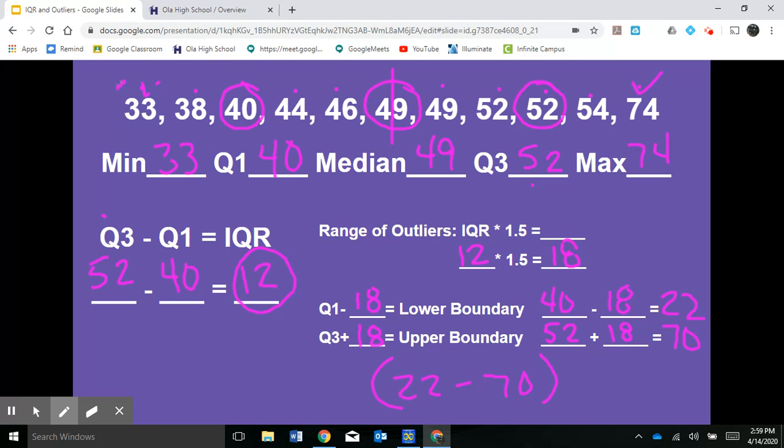I'm good on this side because 33 is within the fence, because 22 is down here somewhere. But if you look up here, 74 is outside my fence of 70, so therefore 74 would be considered an outlier. And we throw that data out because for some reason that data is too big for what we're talking about. We'll get into more about what those mean later on. I hope this helps. I hope you can follow these directions when you're doing the problem today, and good luck.